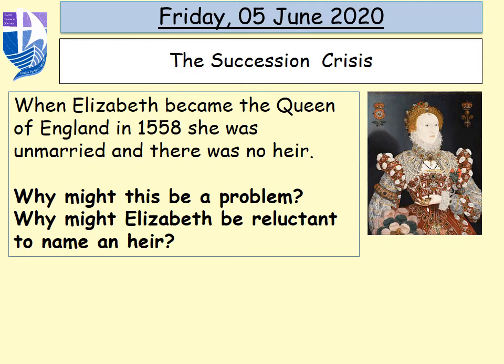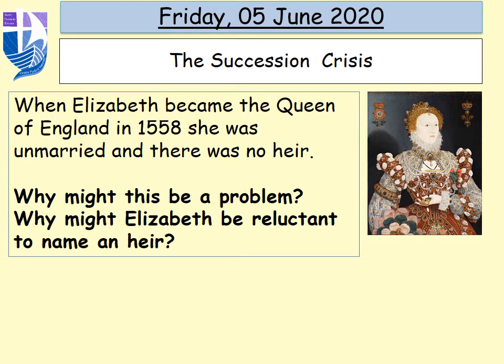So the fact that Elizabeth had no heir was a problem because it meant that if Elizabeth died, there would be no one to take over the throne when she died, or at least it wouldn't be obvious who would take over the throne when she died, and that could potentially lead to conflict and instability in the country.